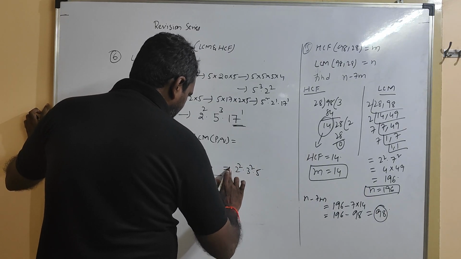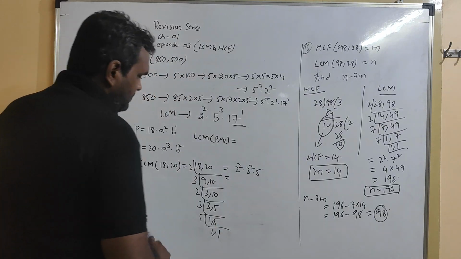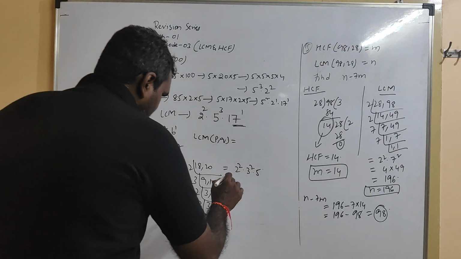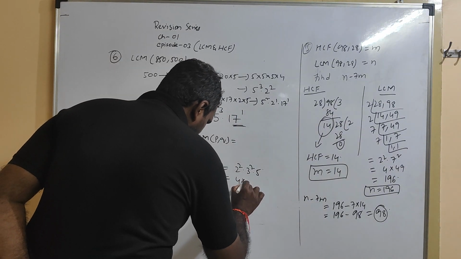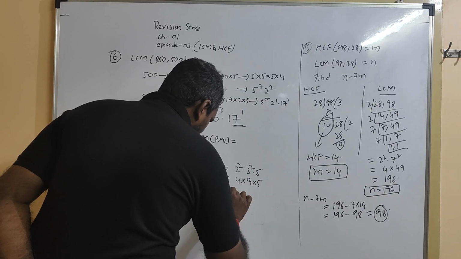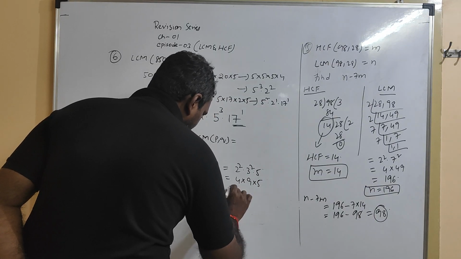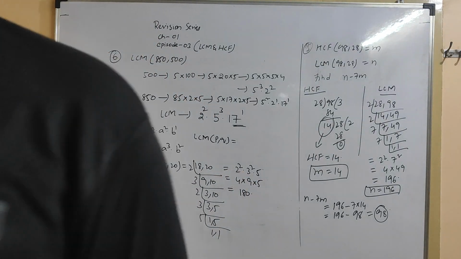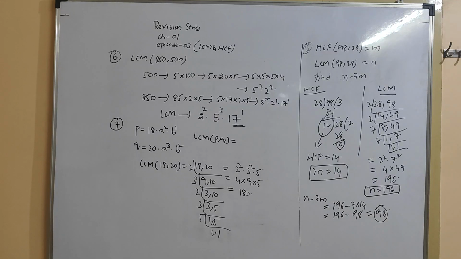That is equal to how much you will get? 2 square into 3 square into 5 is the LCM. 4 into 9 into 5. How much? 5 4s are 20. 9 20s is 180. 180 is the LCM for 18 and 20.